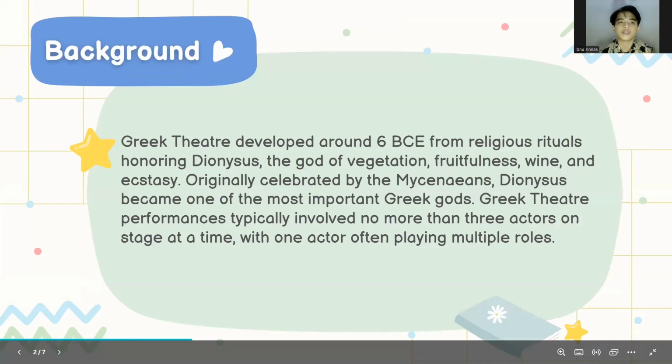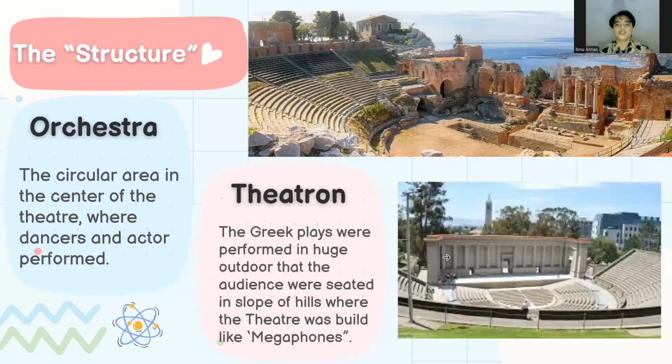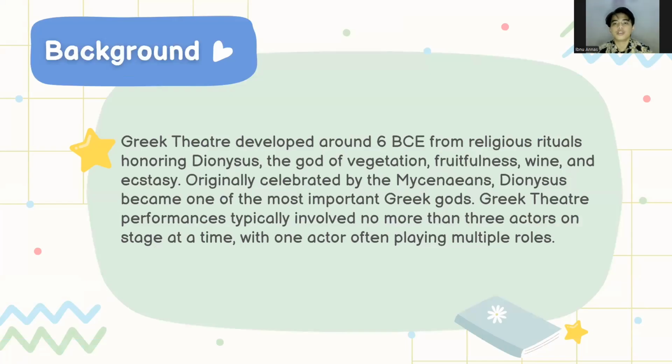First, we are going to look at the background, or the origin, of the Greek theater. In the beginning, Greek theater originated in the 6th century BC in ancient Greece, particularly in Athens. It was part of a religious ritual honoring Dionysus, the god of wine, fertility, and the theater.